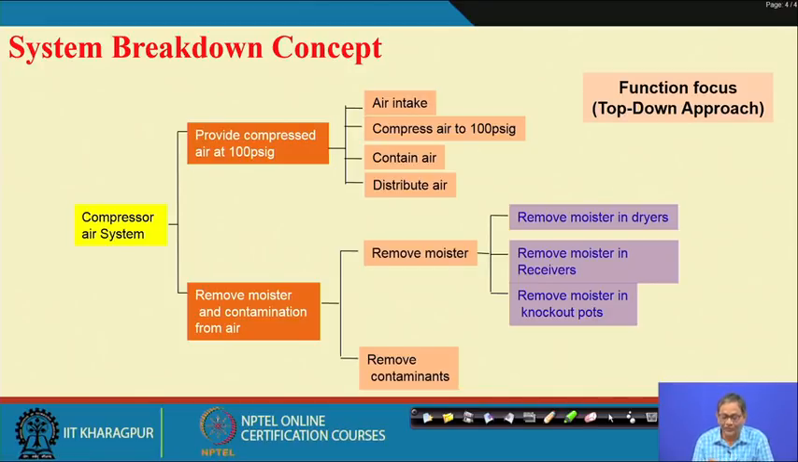Now, when you go for FMEA analysis, you may start with, suppose, distribute air. During distribution, what are the different ways this will fail? That will be the failure mode, the functional failure mode.